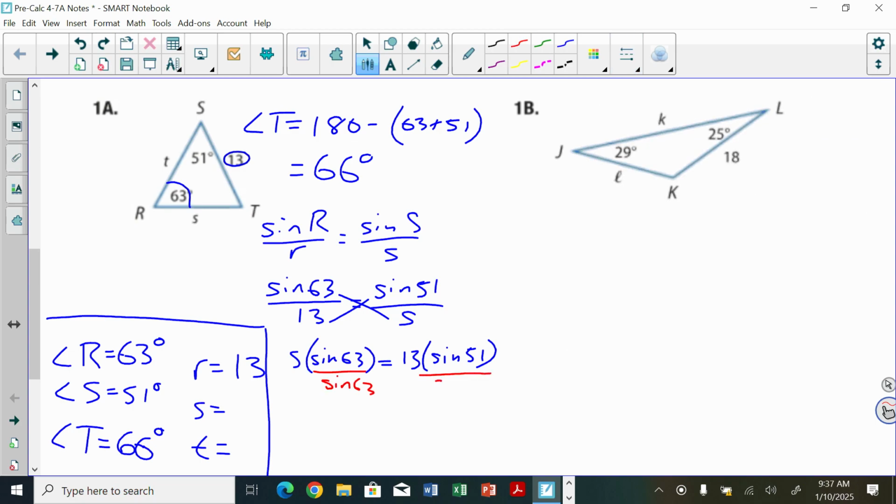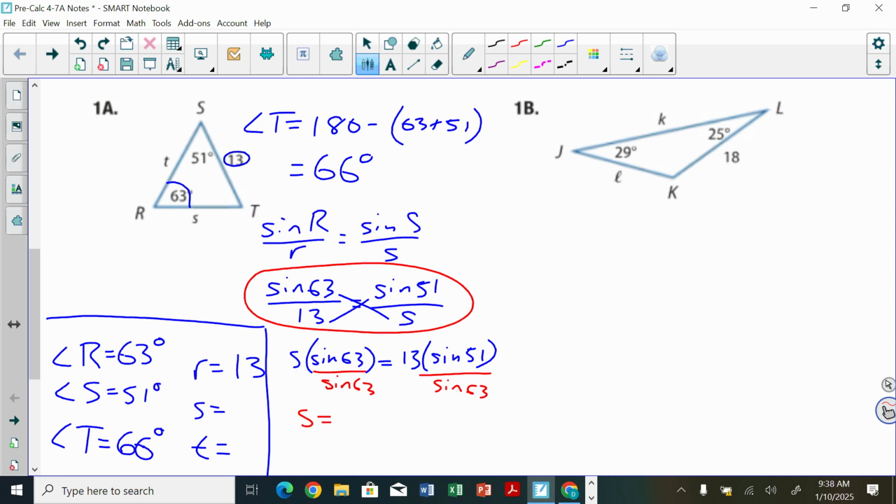Now, you'll see that you can go from this step right here and solve it all on your calculator. I'm just showing you one time how to do that. When you calculate that out, S would be equal to about 11.3. So I can put that in here, 11.3.